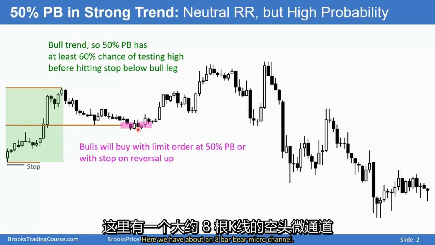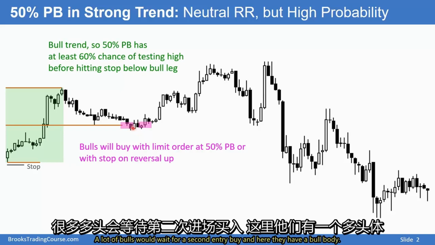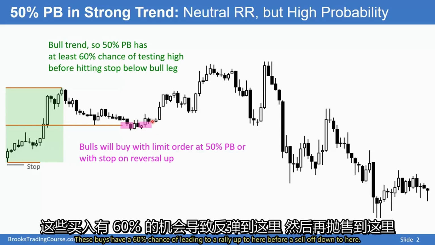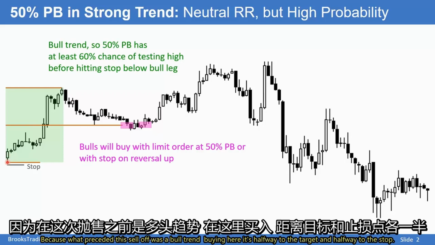Here we have about an 8-bar bear microchannel. A lot of bulls would wait for a second entry buy, and here they have a bull body. They would buy on the reversal up above that bull body. A micro double bottom, a second entry, here's the first entry there. These buys have a 60% chance of leading to a rally up to here before a sell-off down to here, because what preceded this sell-off was a bull trend.